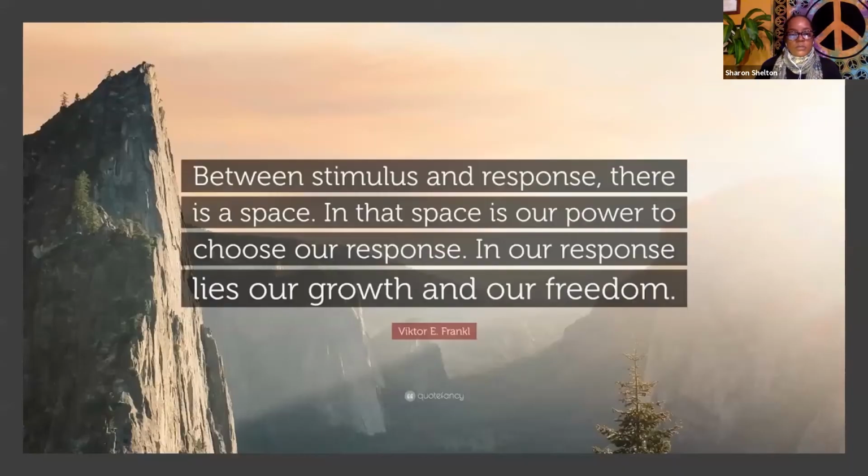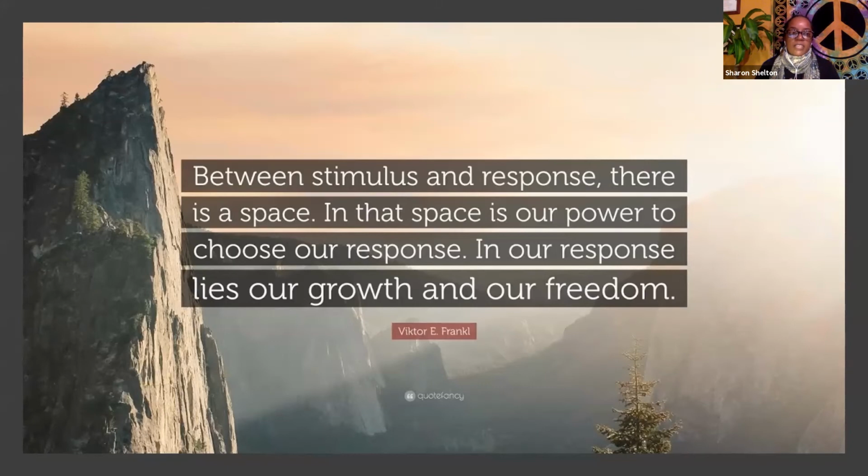I love this quote by Viktor Frankl. He was a Holocaust survivor, and he says, "Between stimulus and response, there is a space. And that space is our power to choose our response. In our response lies our growth and our freedom." So again, we cannot always control what happens to us, but there's a space between our reaction and the circumstance where we have all of our power.